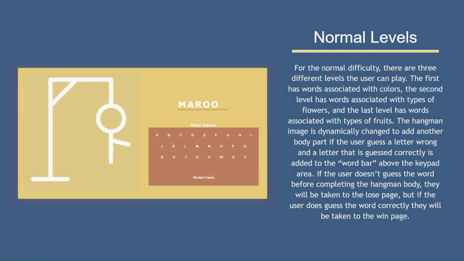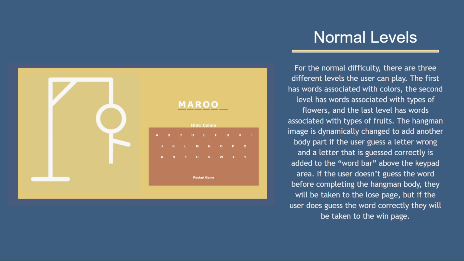For the normal difficulty, there are 3 different levels the user can play. The first has words associated with colors, the second level has words associated with types of flowers, and the last level has words associated with types of fruit. The hangman image is dynamically changed to add another body part if the user guesses a letter wrong, and a letter that is guessed correctly is added to the word bar above the keypad area.